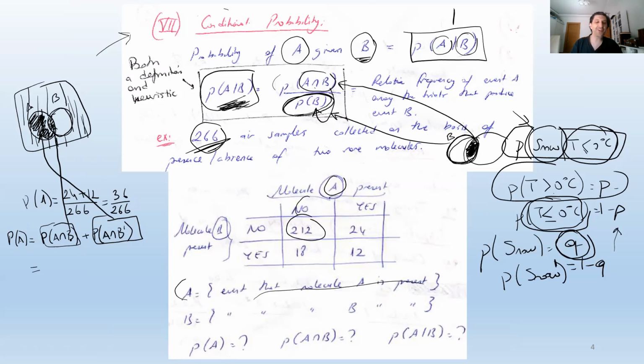So probability of A intersection B means that both A and B are in that sample. So it's going to be this case, both A and B are there. So it's going to be a probability of 12 over 266 plus probability of A but not B. A is there, but no B is there. So it's going to be 24.